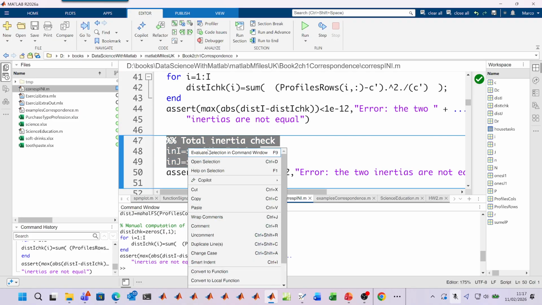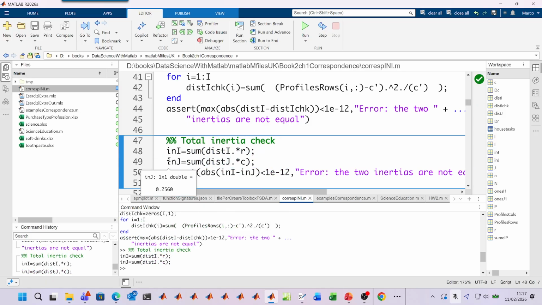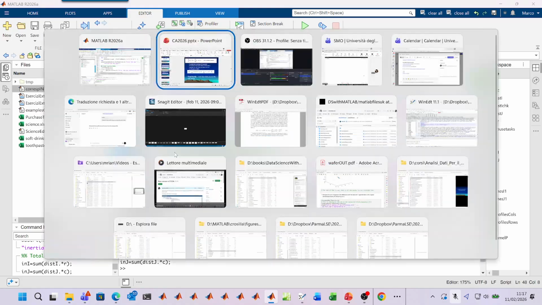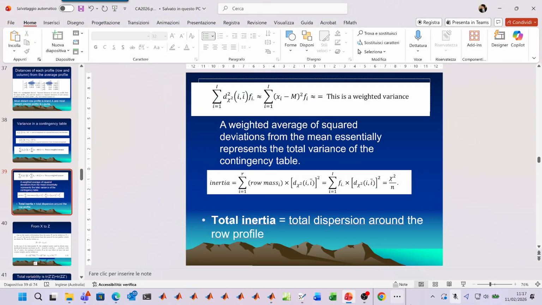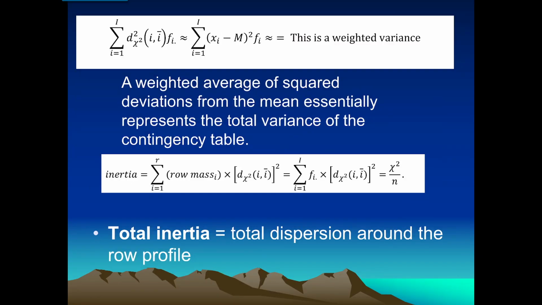But you can do the same with the columns. And this number is exactly equal to this number. If you start with the rows or with the columns, it's exactly the same thing. And this number is nothing but the chi-square divided by n. Incredible. This is the theory underlying the contingency table. So, the total variability is the sum of the variances in quantitative data. Here the total variability is this inertia, this chi-square divided by n.